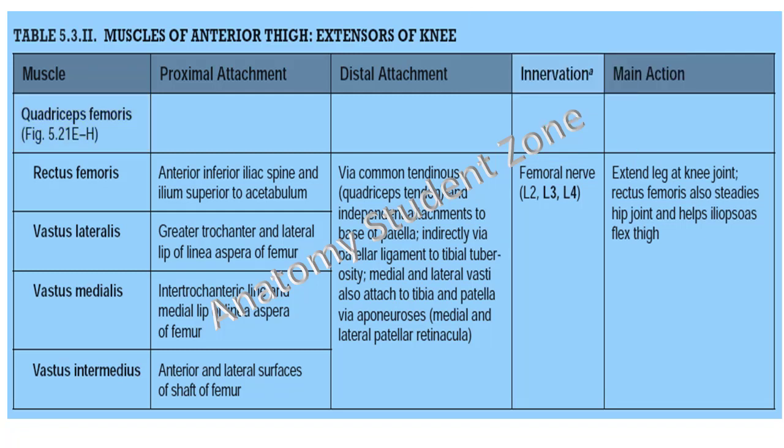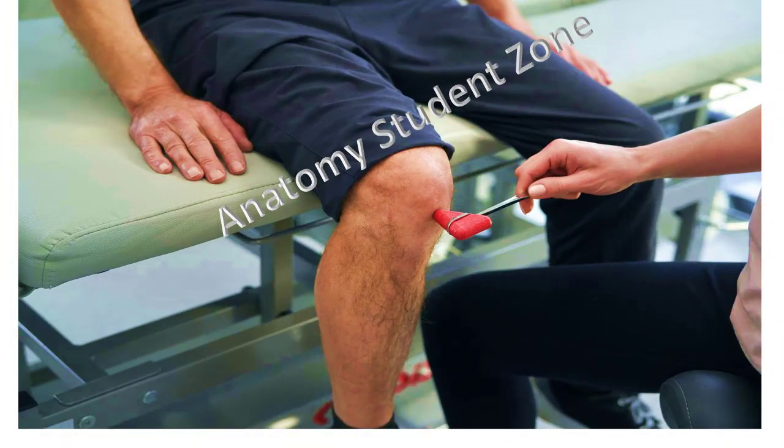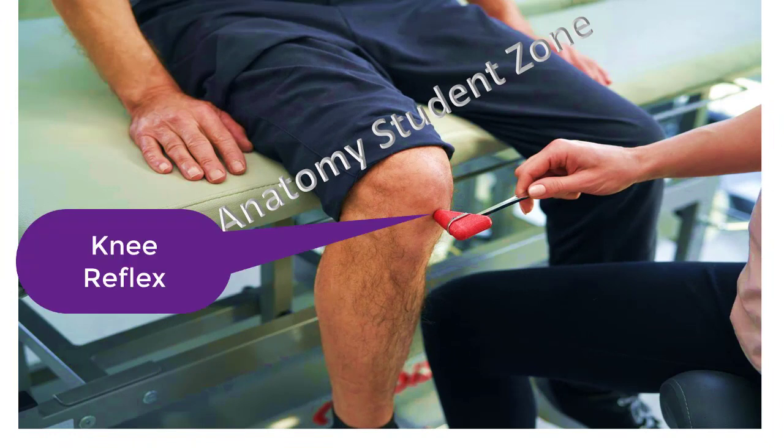Now, how will I test these movements? For this purpose, we do different reflexes. For example, the knee reflex or knee jerk. This is also known as the patellar reflex. This is a reflex which tests the L2, L3 and L4 segments of the spinal cord, or I can also say it tests the L2, L3 and L4 myotomes.